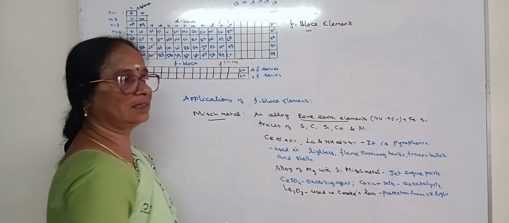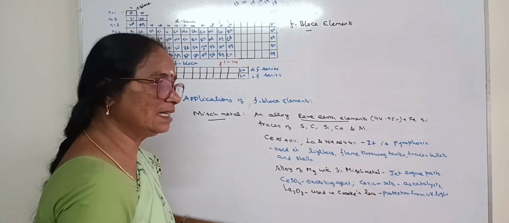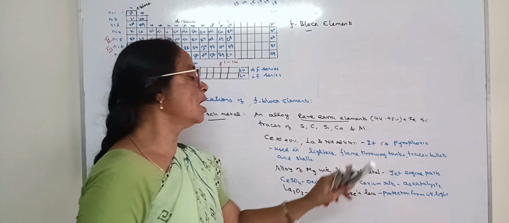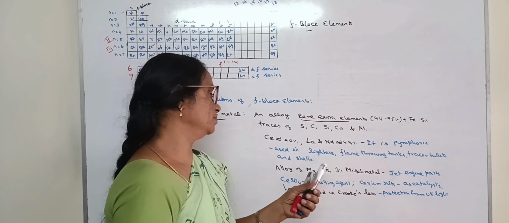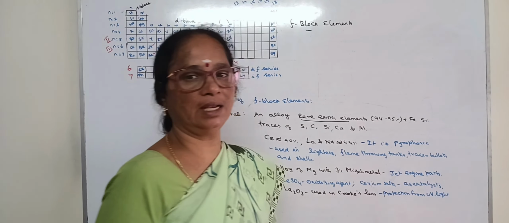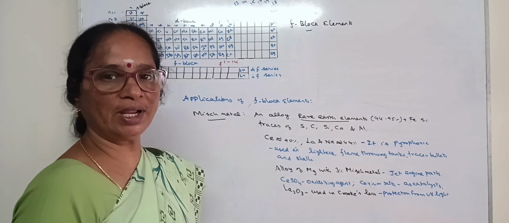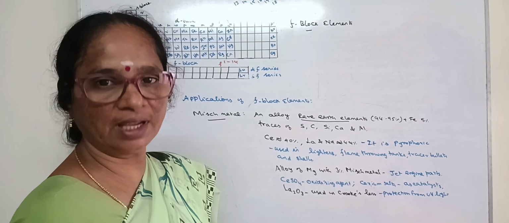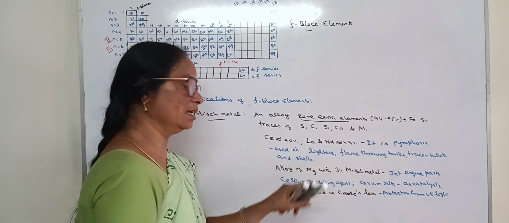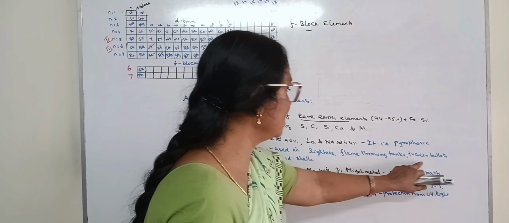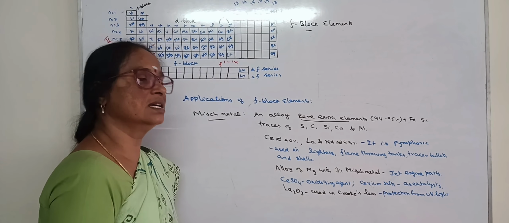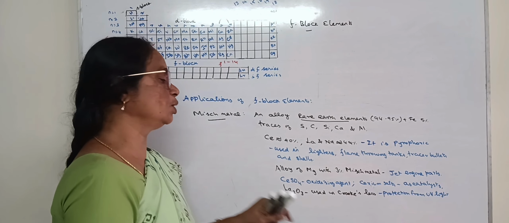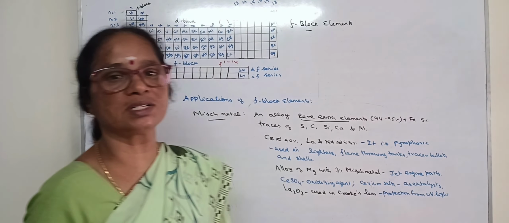This mish metal contains cerium approximately 40%, and lanthanum and neodymium about 44%. The mish metal is pyrophoric in nature. What do you mean by pyrophoric? Pyrophoric materials can spontaneously catch fire when exposed to air. So that's why it is used in lighters, flame throwing tanks, as well as in tracer bullets and shells. Then the mish metal, when alloyed with magnesium, is used in making some engine parts of jets.